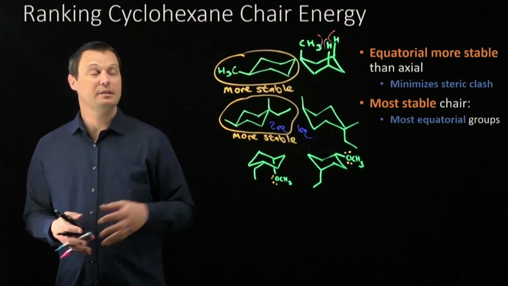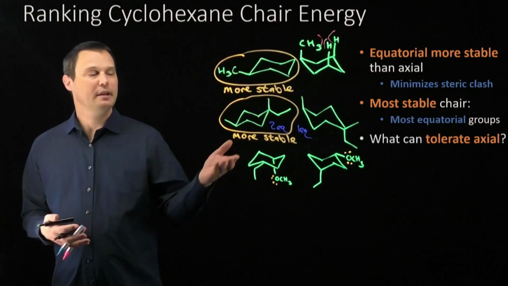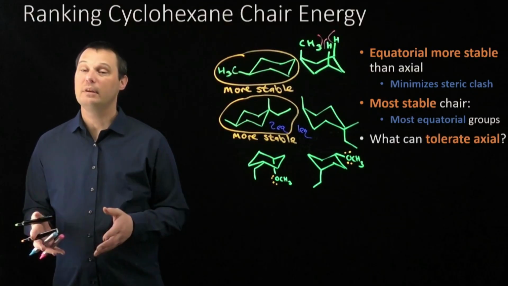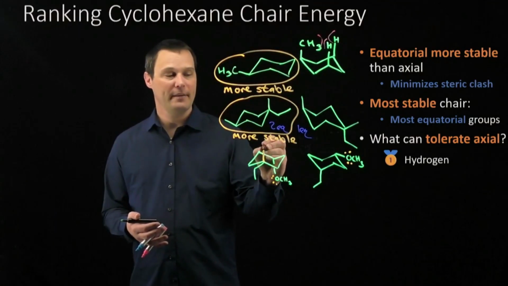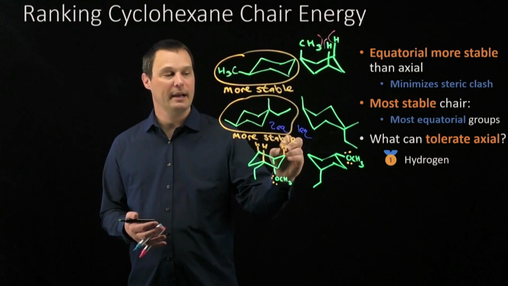But we can ask a more sophisticated question. Which kinds of groups can tolerate being axial better than others? Here's the hierarchy. By far, the winner is the hydrogen atom. It's the smallest, so if we have to put anything axial, we prefer to put the hydrogen group axial.